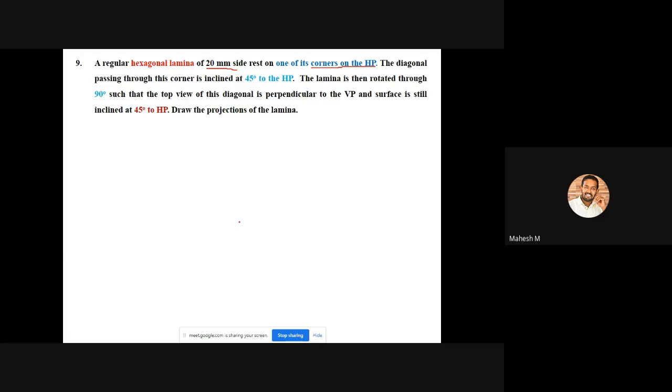If the corner is on HP, whether I have to draw a hexagon like this, or else I have to draw the hexagon like this. Whether the first diagram is right or the second diagram for this problem.